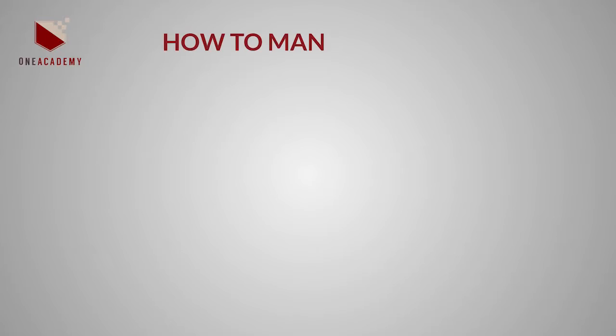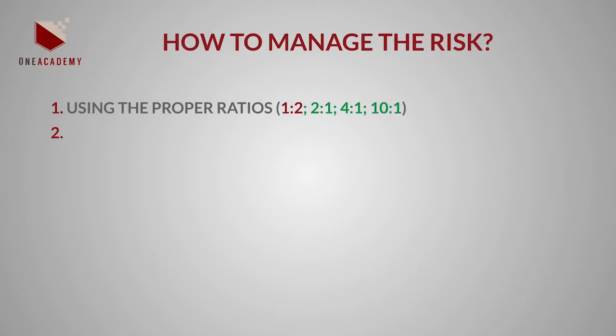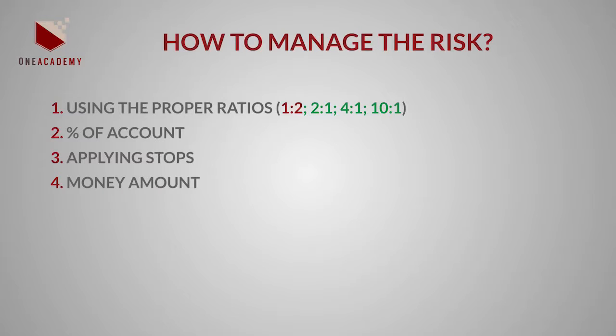So while managing your trading risk, there are 4 main ways of doing it. Using the proper ratios, percentage of account, applying stops, and money amount available. They all have their merits and drawbacks. You should always decide which ones you're going to manage your risk with when you're trading before you actually put a trade on.